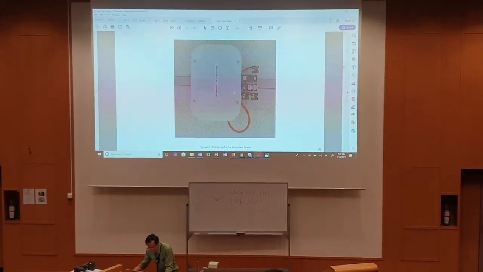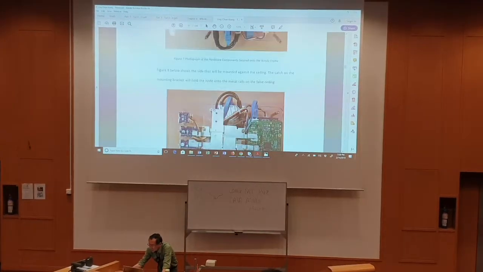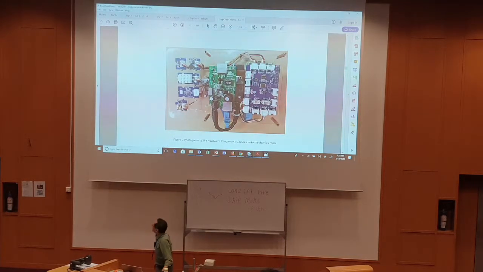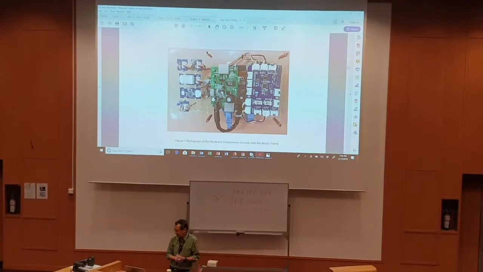So let me see if I can find the. So this is what it looks like. So you can see that the Raspberry Pi is here. This is the sensor board, the growth board. So this guy just does the environmental sensing of temperature, humidity, light level, audio level, and something like 10 to 12 different types of chemicals.